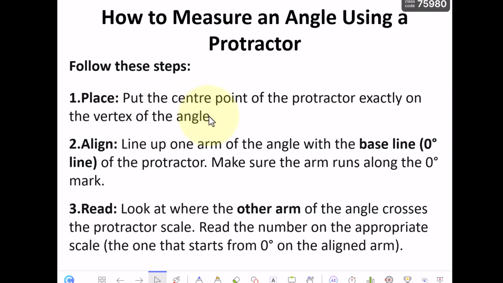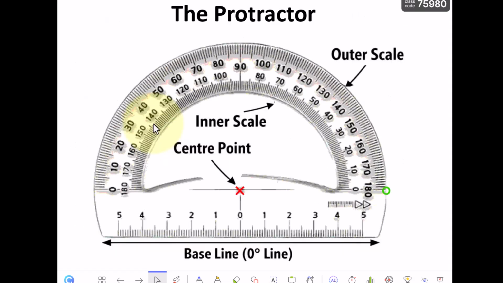I will demonstrate this using our popular applet, the GeoGebra applet. So the center point of a protractor must be on the vertex. Very important. That is this point.